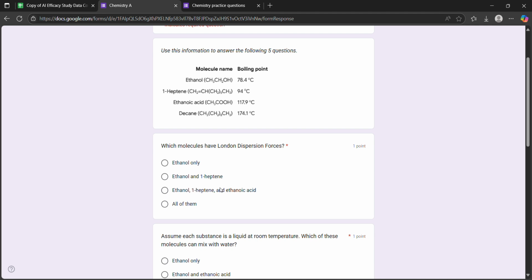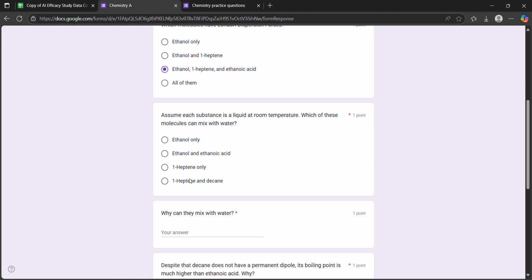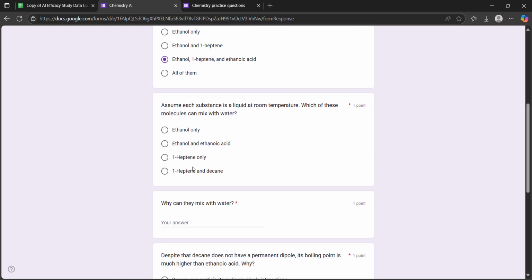So, ethanoic and decane. Hmm. Let's choose ethanol, 1-heptene, and ethanoic acid. Now assume each substance is a liquid at room temperature. Which of these molecules can mix with water? So I think ethanol can easily mix, and ethanoic acid, an organic acid, can also mix with water at room temperature. So let's select ethanol and ethanoic acid.